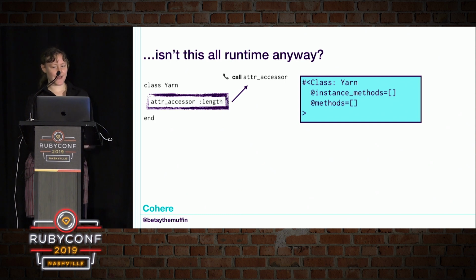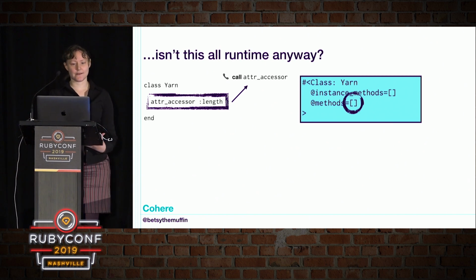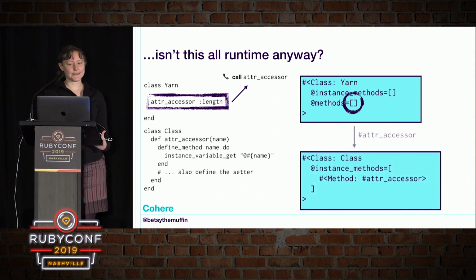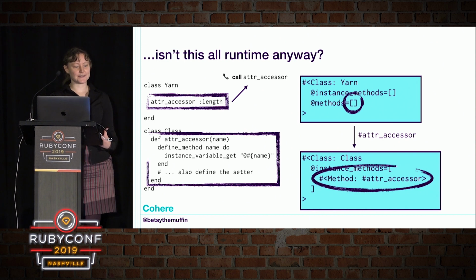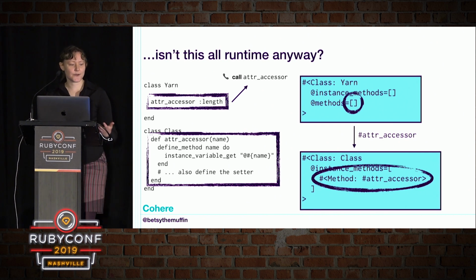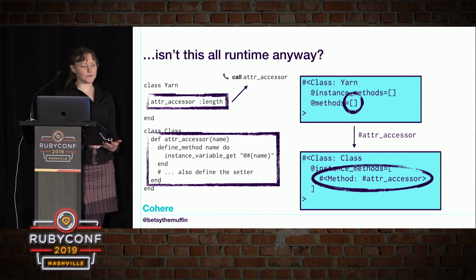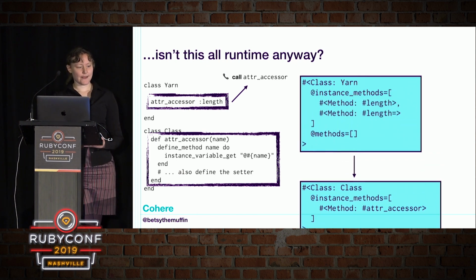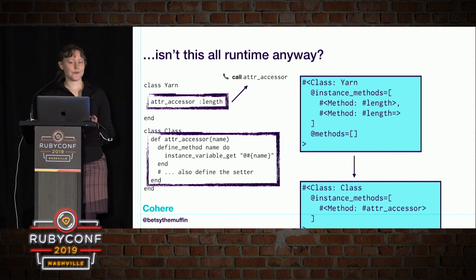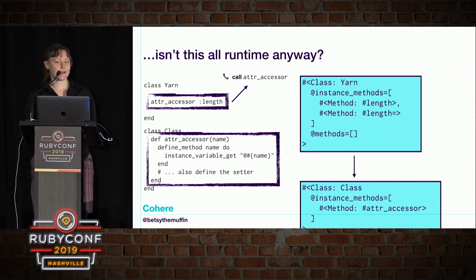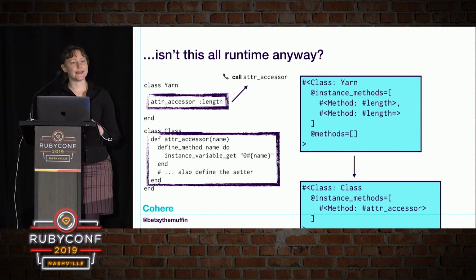attr_accessor isn't defined on the Yarn class itself, and so we have to go into its ancestor chain now to look up the method. Yarn is an instance of Class, and attr_accessor is defined as an instance method on Class. So that's the definition of attr_accessor we use to define a getter-setter pair. attr_accessor then calls define_method twice to define that getter and setter for the attribute name, in this case length, that we've passed into attr_accessor.